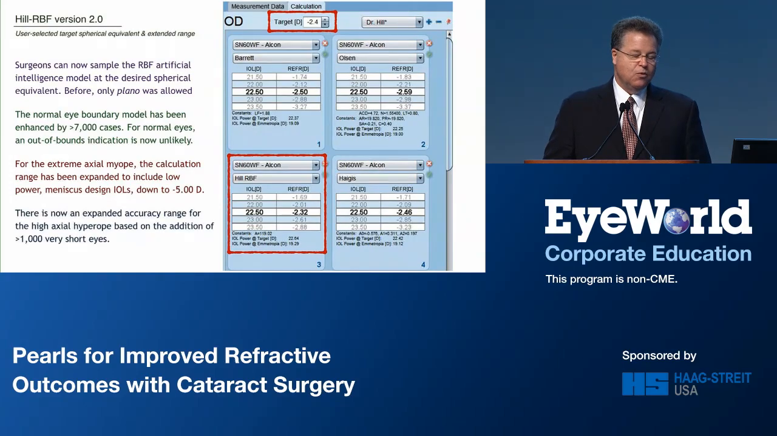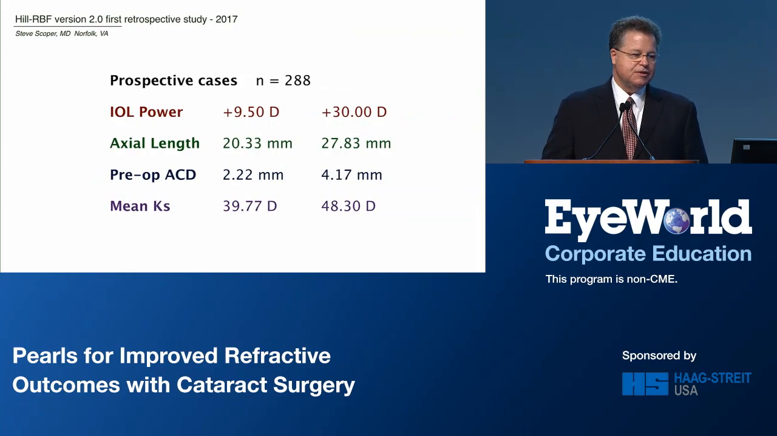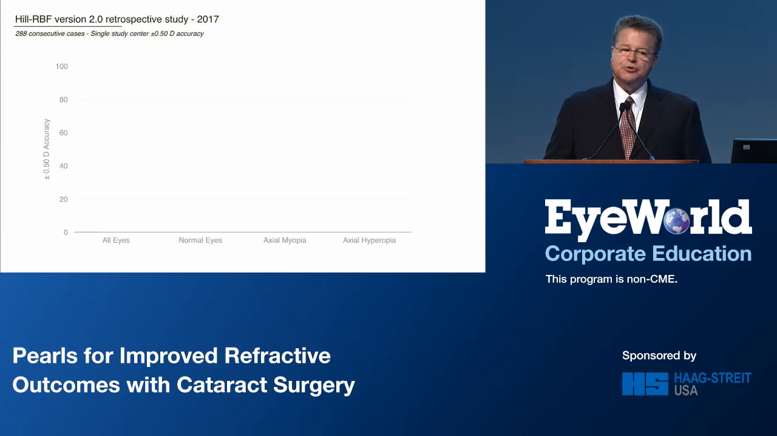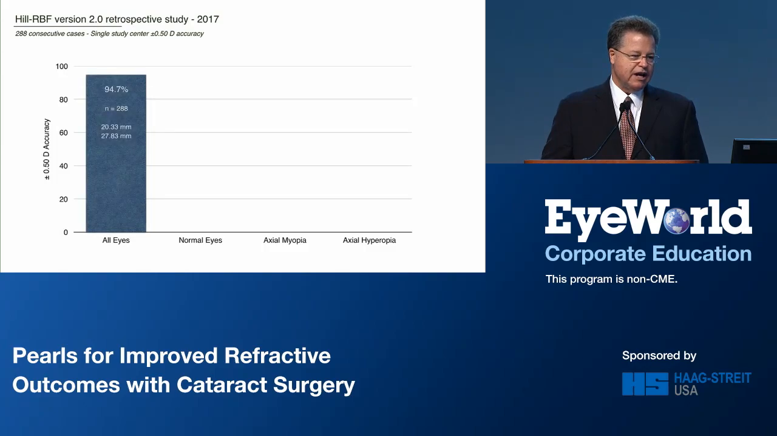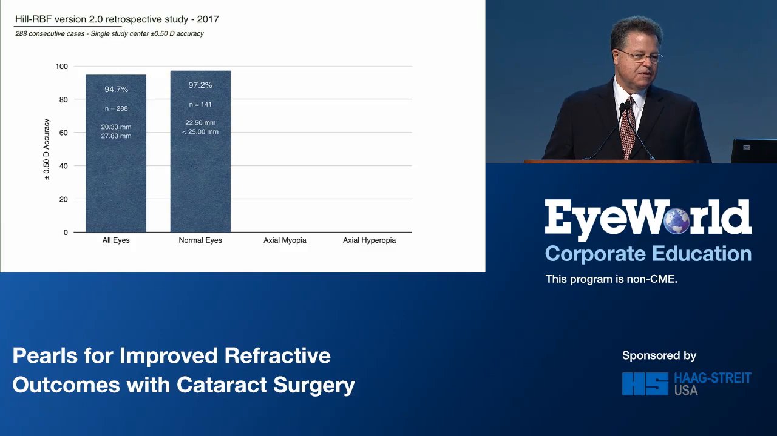And we have an expanded accuracy range for the very short eye. This is a study from 2017. I think this was done by Steve Scoper. And this is version 2. And what we're starting to see is we're actually getting a little bit better. I think we were at 92% before, 94. For normal eyes, we went up to 97.